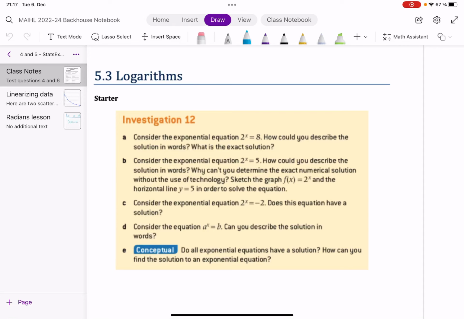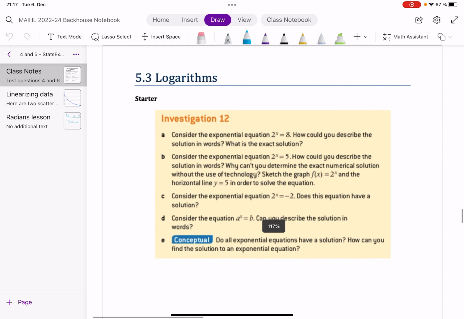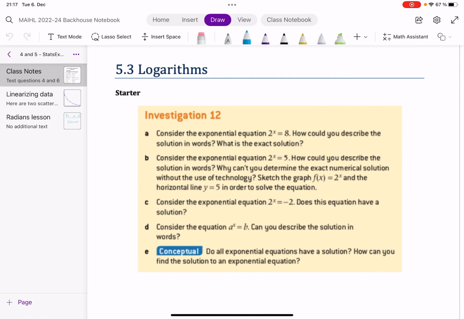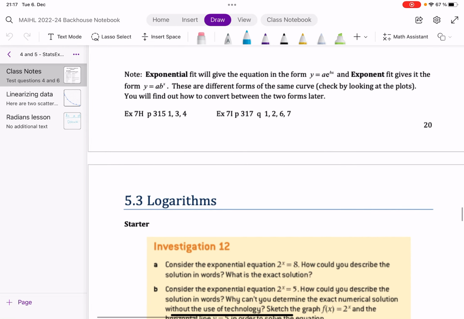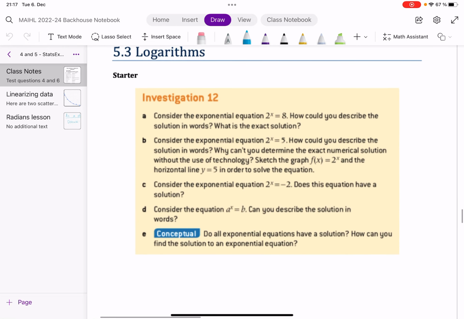Hi grade 11s, unfortunately I'm not in your class today, so you're going to be working through this lesson largely on your own. I've made you a short video to help get you started. We're on 5.3 logarithms, which is on page 21.